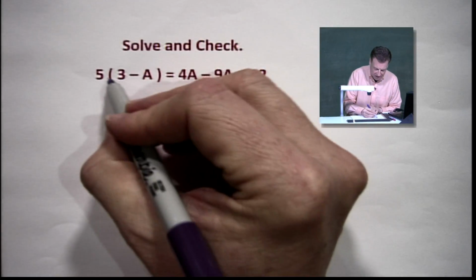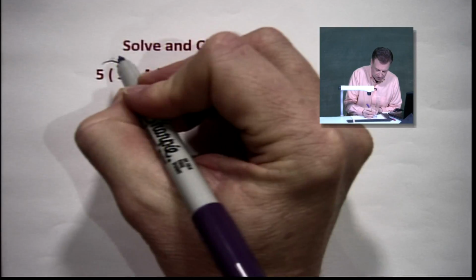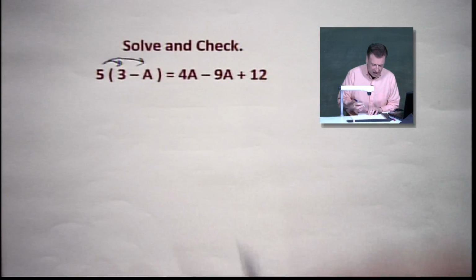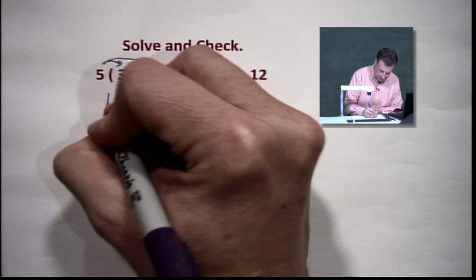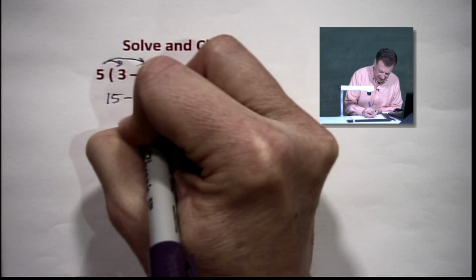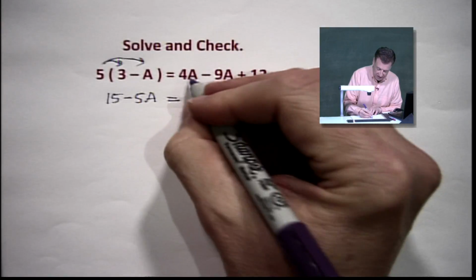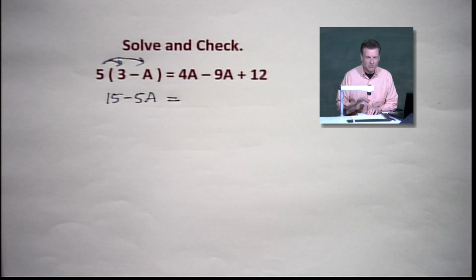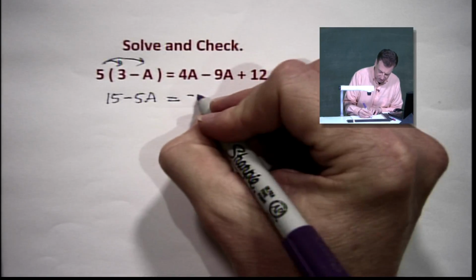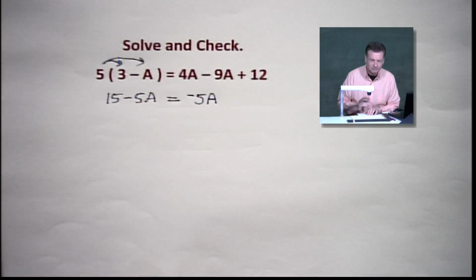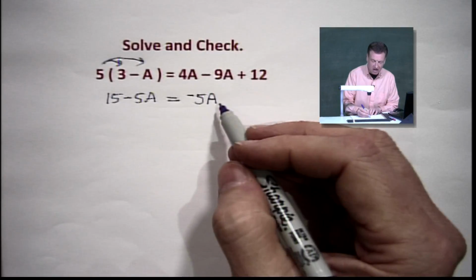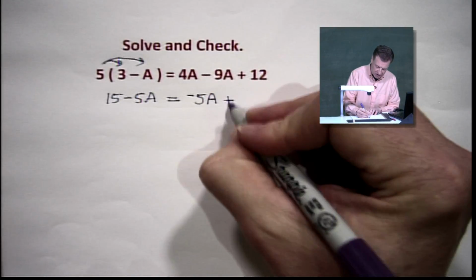So let's see what's happening. On the left-hand side, I am distributing, just like I said we would. And we've got 15 minus 5a. All right, that looks good. On the right-hand side, we got 4a minus 9a, which is going to be negative 5a. 4 minus 9 gives me a negative 5. Bring the a along for the ride. And I've got this plus 12 hanging on out here.